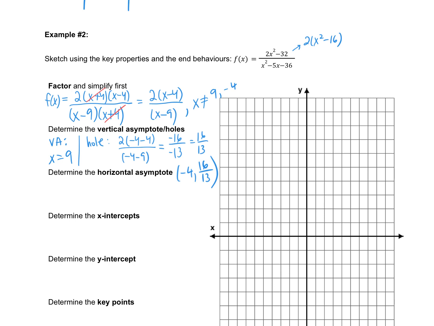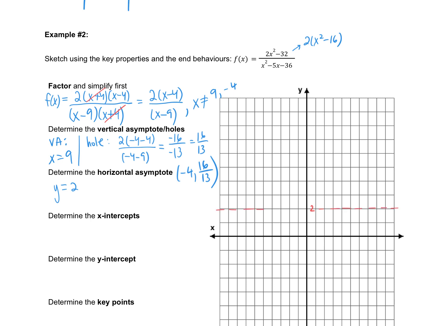Let's find our horizontal asymptote as well, and then we'll go to our graph and label some of these things. So if I look at my simplified function, I have a degree of 1 in the numerator and a degree of 1 in the denominator, which means that we're just going to look at the leading coefficients for our horizontal asymptote. The leading coefficient is 2 and an invisible 1. So our horizontal asymptote is just going to be at y equals 2 over 1, or just 2. So I'm going to go ahead and label that.